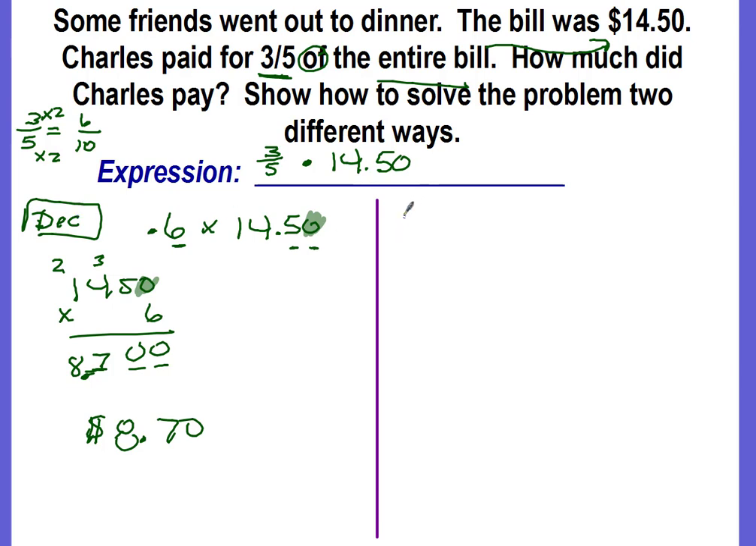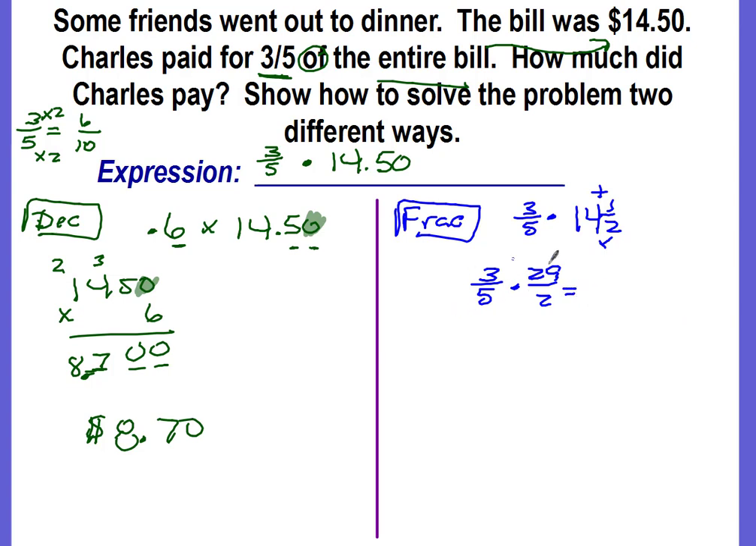Alright, the next one. Since we did the first way with decimals, we're going to do the second way with fractions. So it's going to be 3/5 times, we know it's going to be a mixed number because 14 is a whole number, and 50 cents or 50/100, that simplifies to 1/2. So we're going to have to do our Texas backwards, and we're going to get 3/5 times 29/2. Unfortunately, we cannot simplify before we multiply, so we'll do the math. 3 times 29, I believe is 87. Check my math on that. Over 5 times 2 is 10.